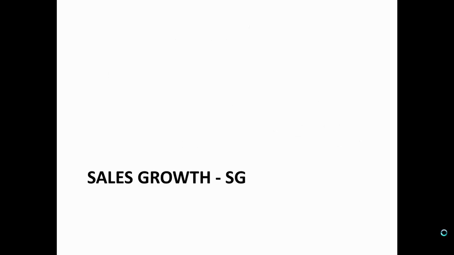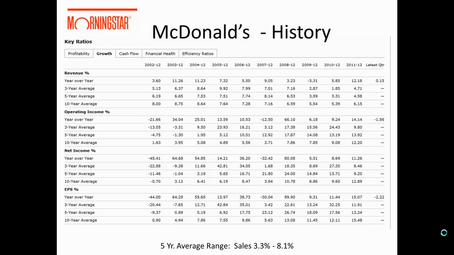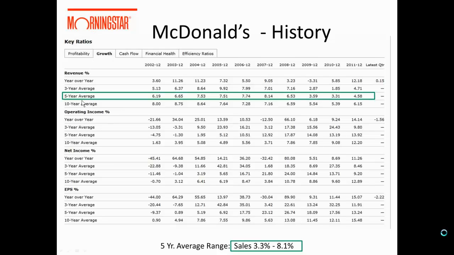All right, so let's start with sales growth, SG. And this is Morningstar's data. We're under key ratios and growth. And I like to look at the 5-year average line, and you can see McDonald's used to be 6 and then actually got up to close to 8% or over 8, and it's come down a little bit in the last few years. Now this is a 5-year average, so it's kind of a slow changing number. And you can see for the last 5 years through 2011 they were at 4.5%. Range of kind of 3.3% to 8%.